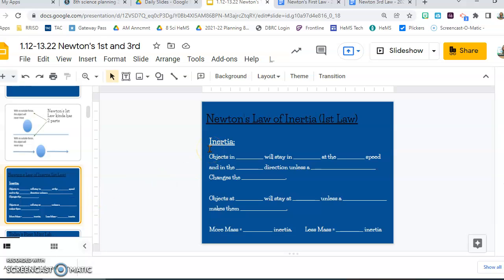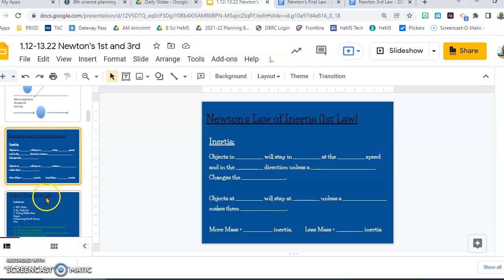Newton's first law, the law of inertia, says that an object in motion will stay in motion at the same speed and in the same direction unless a force, and probably an unbalanced force, changes the direction. Then objects at rest will stay at rest unless another force makes them move. So the more mass we have, the more inertia, and the less mass we have, the less inertia.